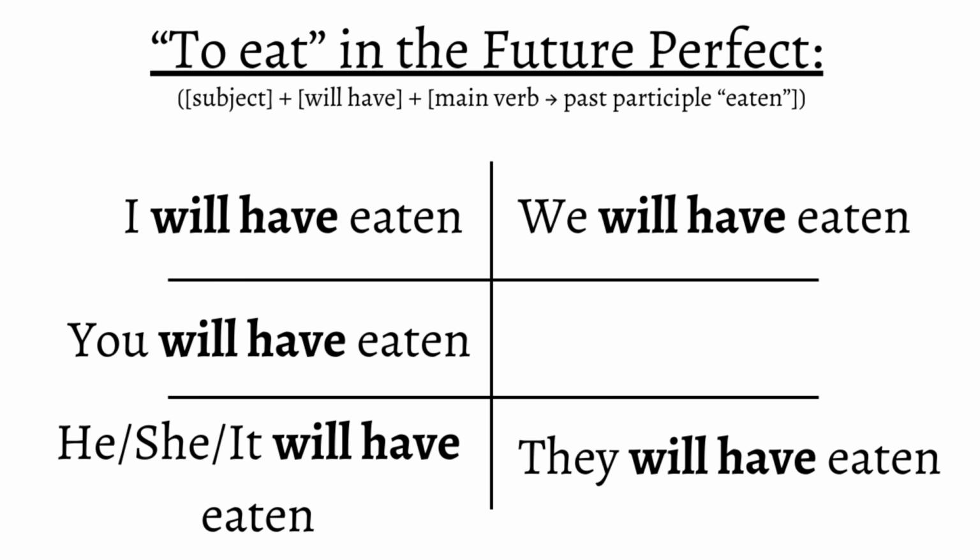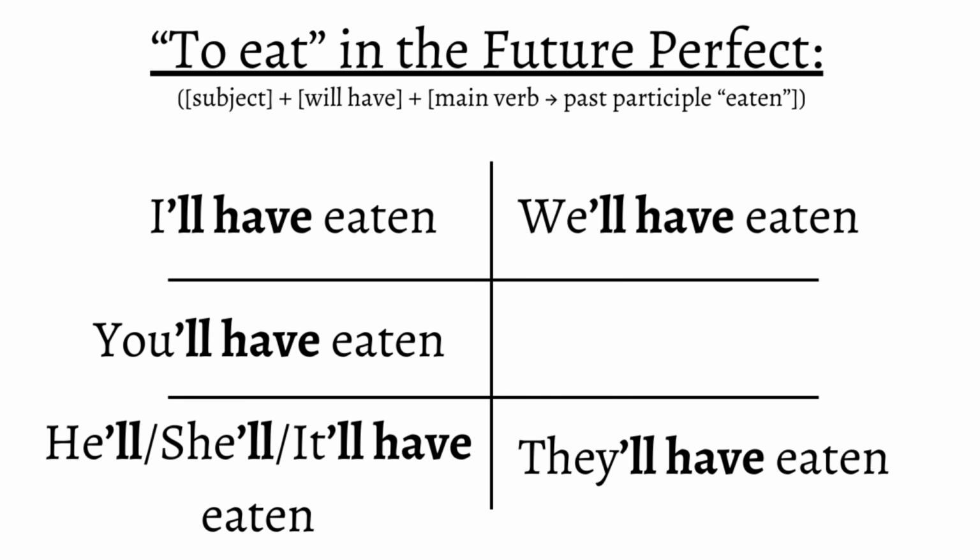A different verb with an irregular past participle is to eat. The structure is a subject, will have, and then the past participle, which is eaten. Will have eaten. It's also possible to use contractions.